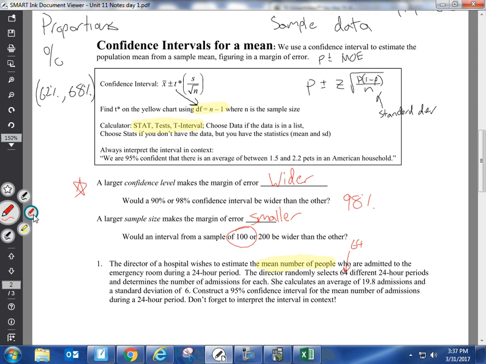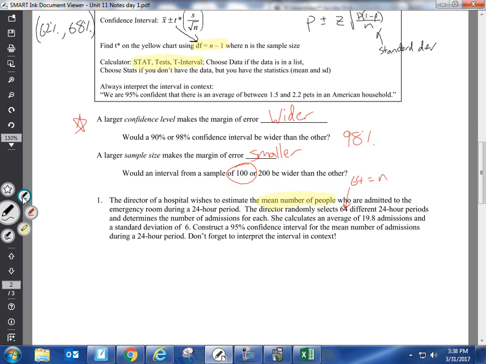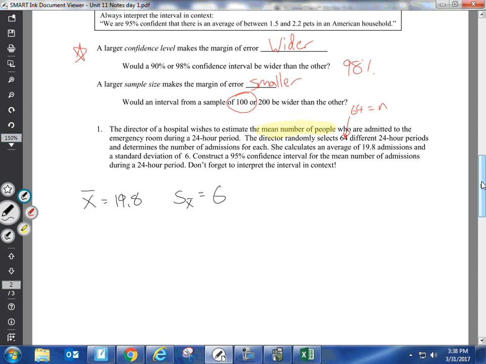64 is n. She calculates an average of 19.8 admissions and a standard deviation of 6. So we say that her sample mean for her sampling distribution is 19.8, and her standard deviation, and I'm using S instead of sigma because it's a sample standard deviation, is 6. Construct a 95% confidence interval for the mean number of admissions during a 24-hour period. Okay, let's go to our friend stat test 8. Go. Are we in stat test 8?